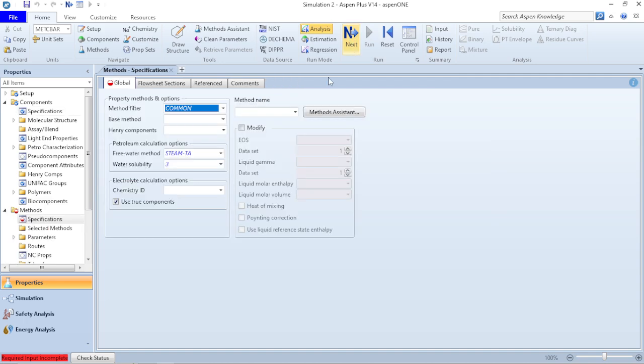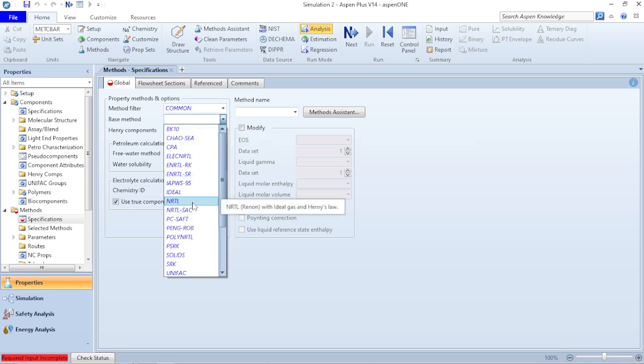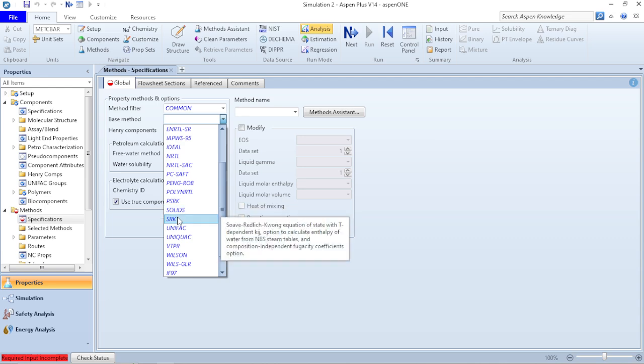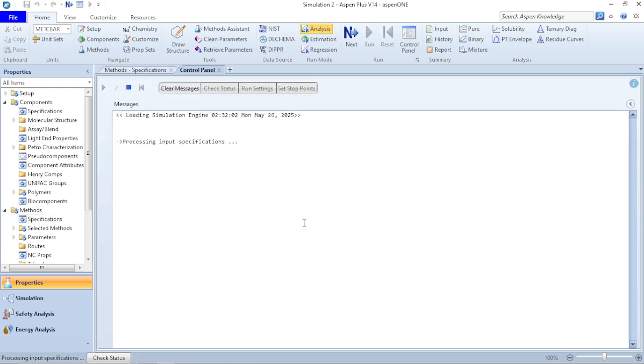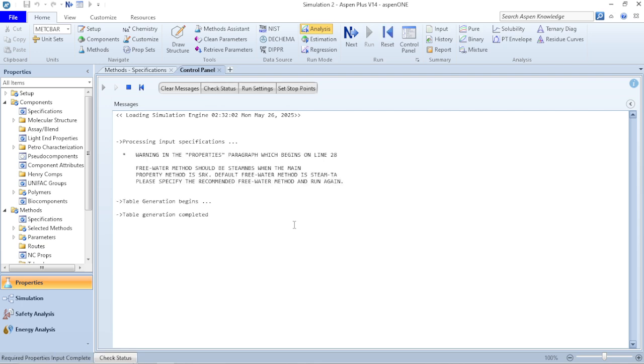Now it's going to take me to my method. For this, I'm going to be making use of the SRK one. That's basically what I'm going to be using. Click on next. Why? Because we're going to be performing a separation process. We are having vapor with two liquids, because of the flash drum that we're using.